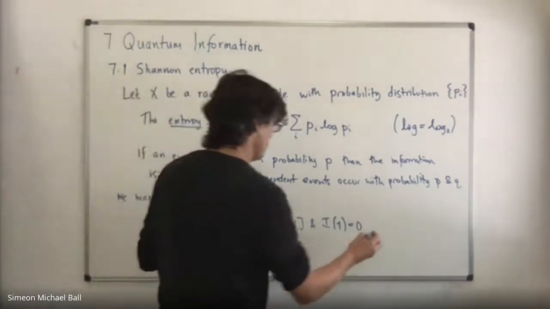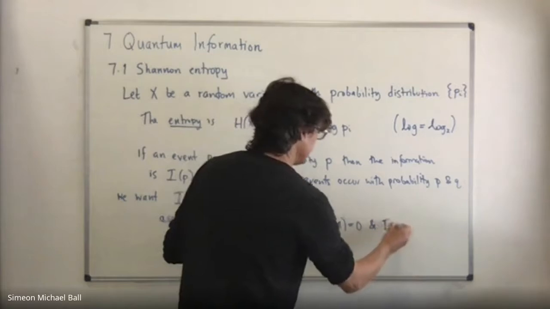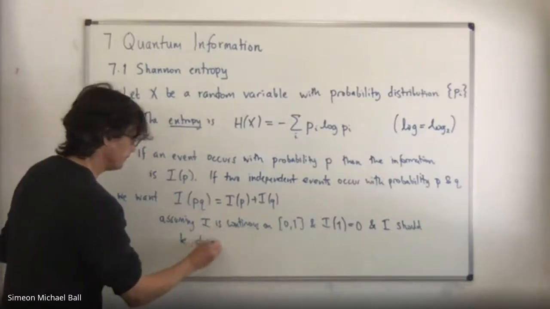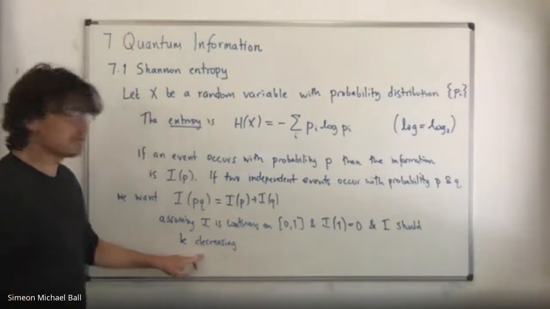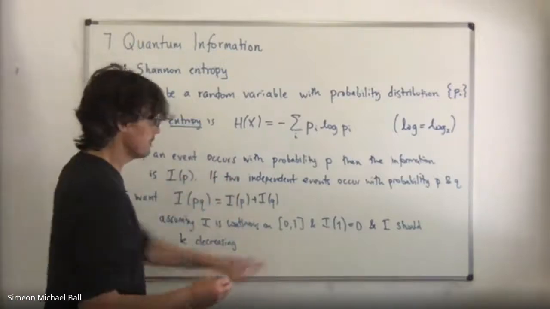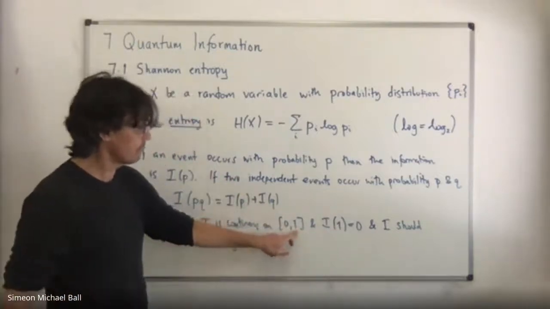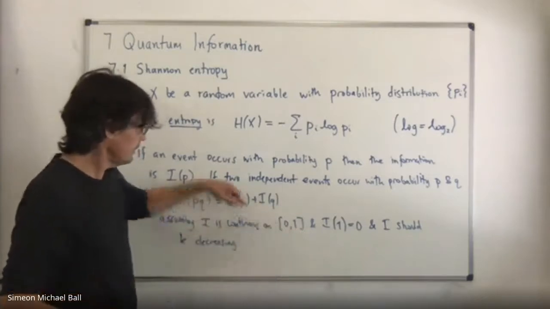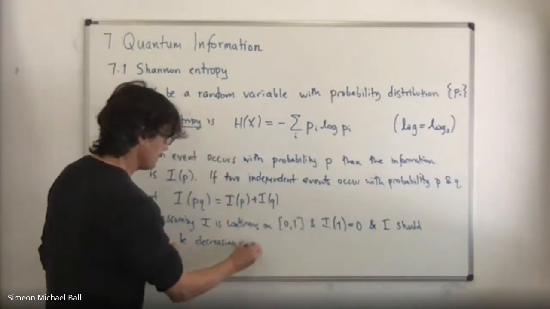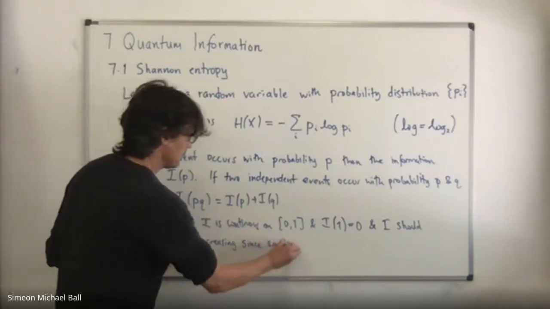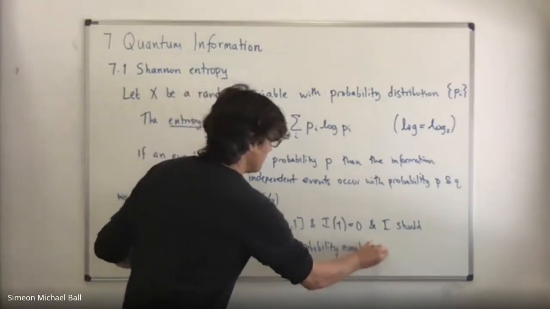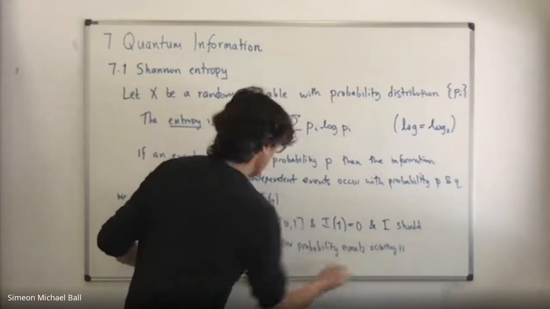Okay, so it should be decreasing, since the smaller the probability of something occurring, the more surprise, the more information I get. If you're on the right-hand side of the interval, you're getting no information. It should be a decreasing function, so it decreases down to that 0. So I should be decreasing, since smaller probability events occurring give more information.